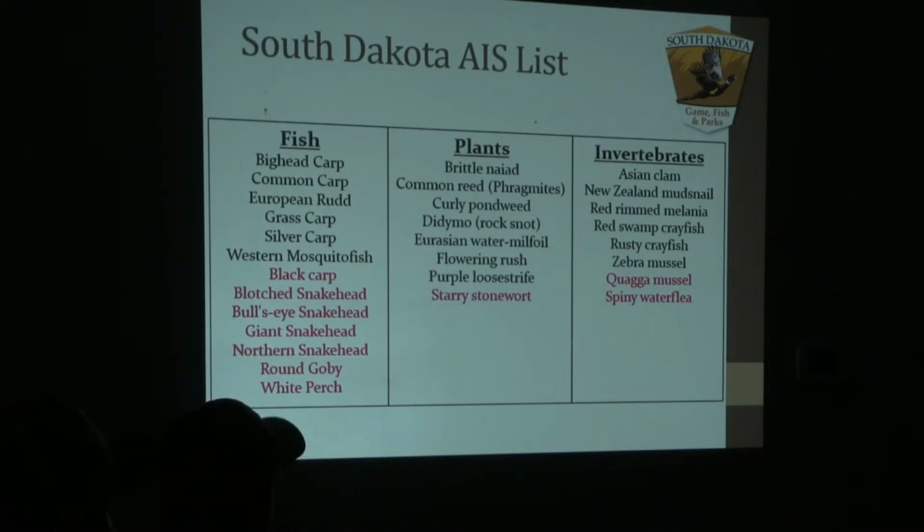And then for our plant species, our two most concerning would be curly leaf pondweed and Eurasian water milfoil, but we also have brittle naiad, common reed, didymo out in the Hills, and then flowering rush and purple loosestrife. And then for the invertebrate family, our biggest concern would be zebra mussels, but we also have Asian clam, New Zealand mud snail, red rim melania, and then red swamp crayfish and rusty crayfish here in the state.